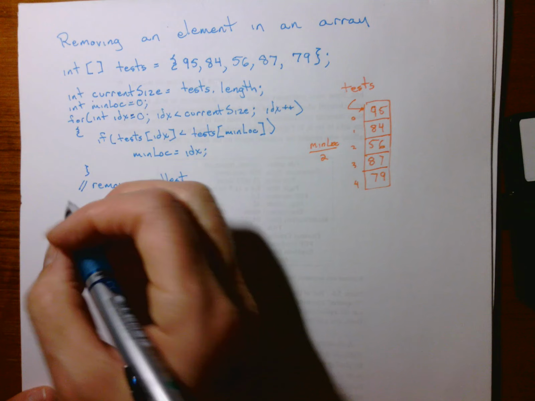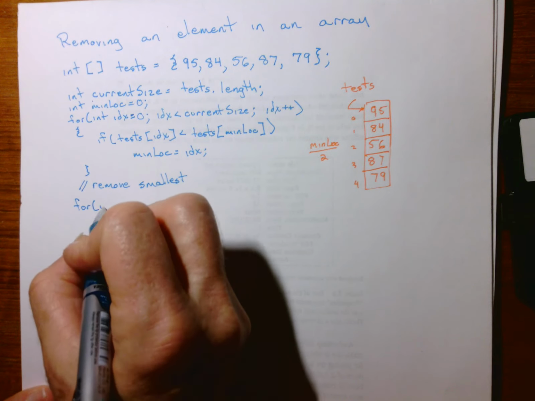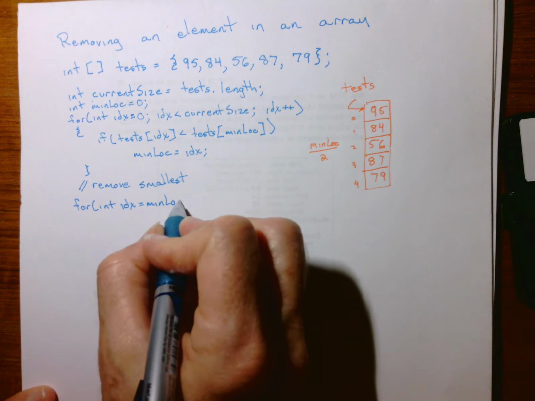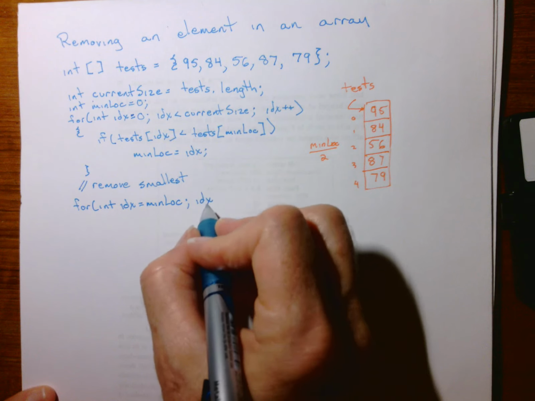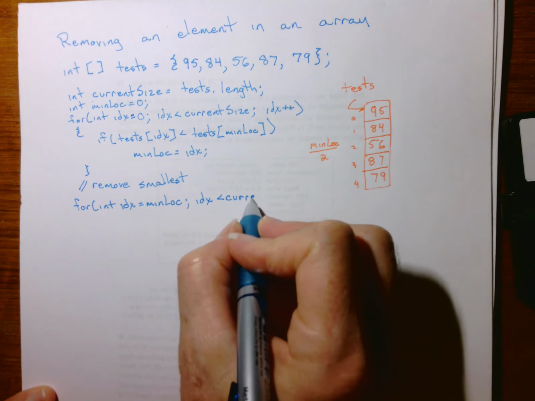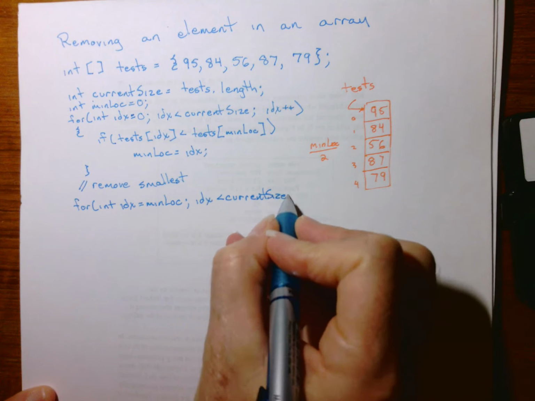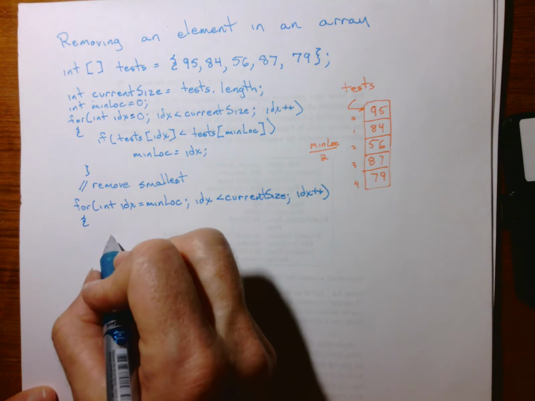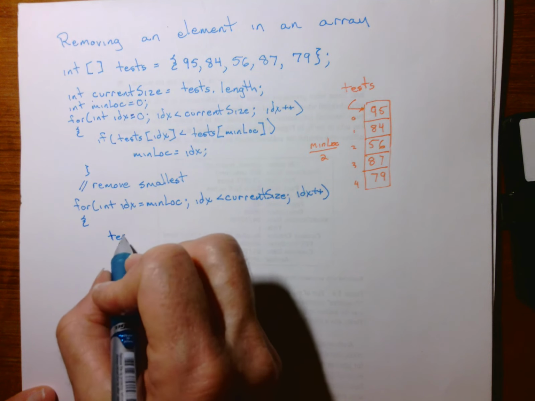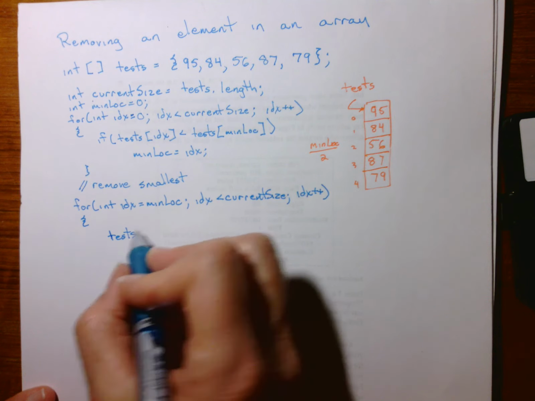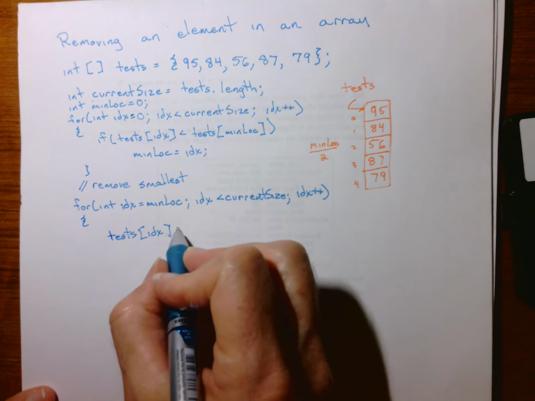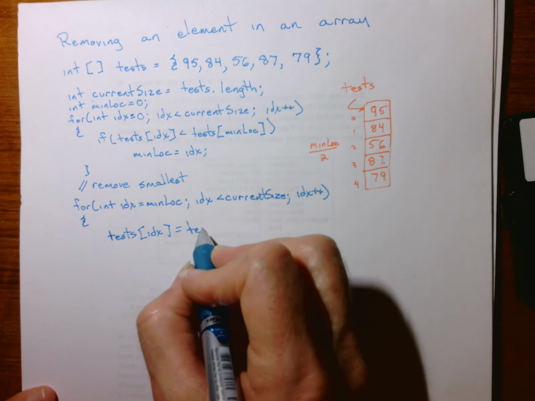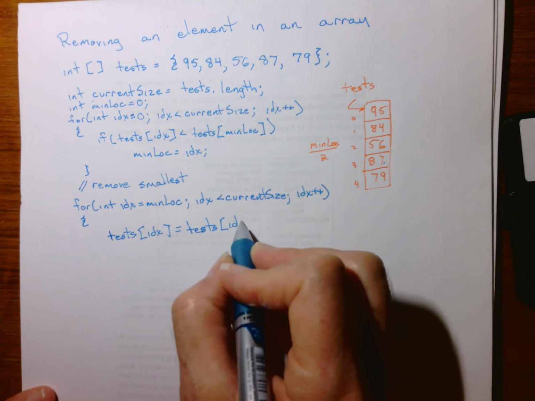Then if I want to remove the smallest, I'm going to set another loop, and I'm going to start at that minimum location, idx equals min loc, and I want to loop through the rest of the array, so idx less than current size, and then idx plus plus. And then I'm going to say tests sub idx. Oops, I made a mistake. Tests sub idx equals, I want to move the next one into the current location, equals tests sub idx plus 1.